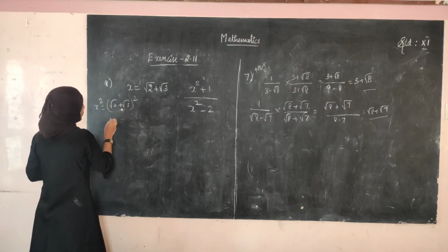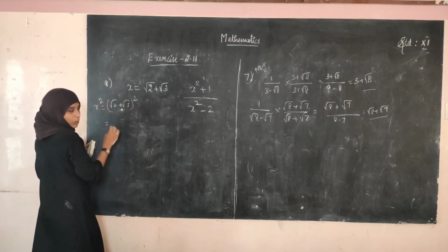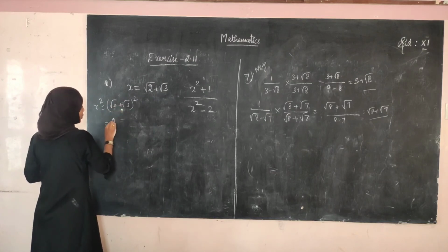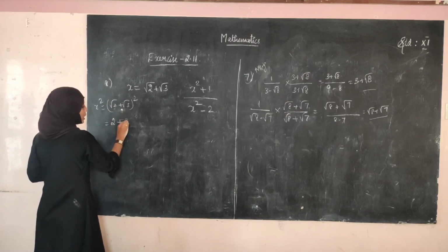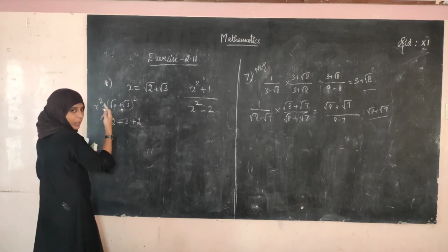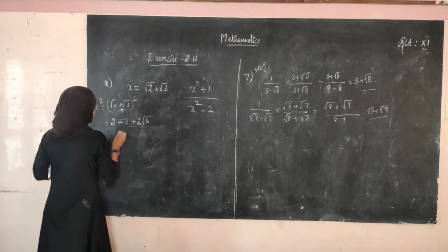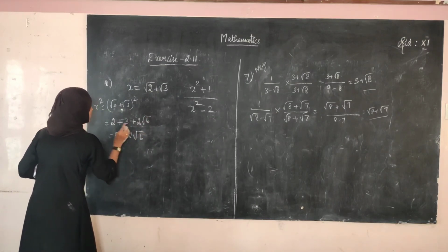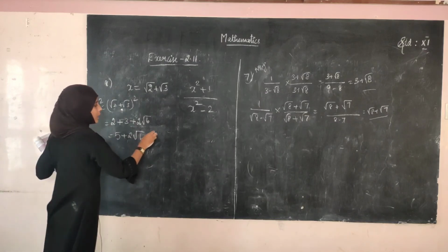X square is equal to, this is in the format of a plus b the whole square. So a square is root 2 the whole square, which is 2, plus b square, root 3 the whole square, which is 3, plus 2 into a into b. Root 2 into root 3 is root 6, so it is 5 plus 2 into root 6. This is x square.